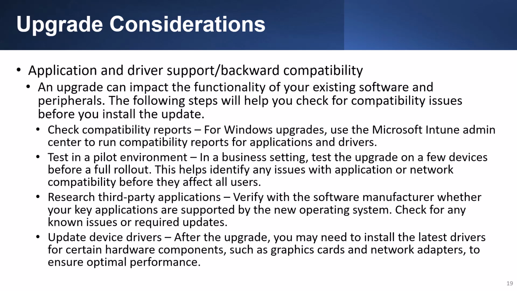An upgrade can impact the functionality of your existing software and peripherals. The following steps will help you check for compatibility issues before you install the update. Check compatibility reports. For Windows upgrades, use the Microsoft Intune Admin Center to run compatibility reports for applications and drivers. Test in a pilot environment. In business settings, test the upgrade on a new device before a full rollout. This helps identify any issues with applications or network compatibility before they affect all users.